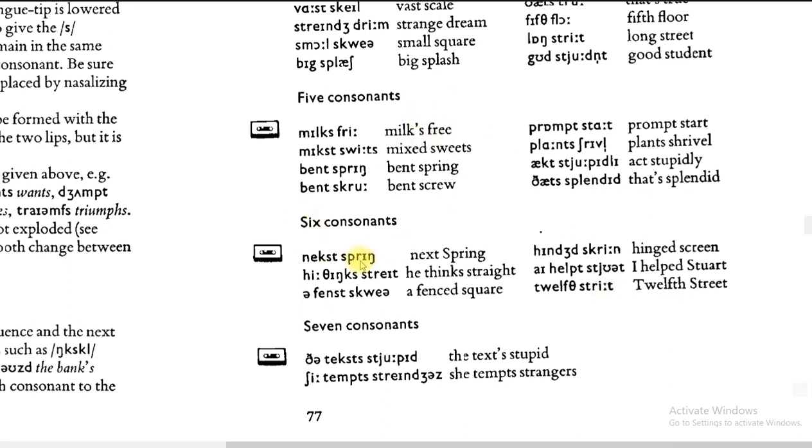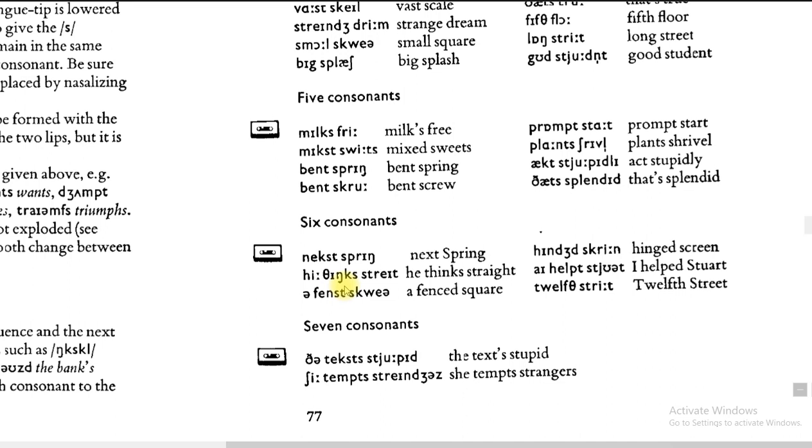6 consonants in sequence as in next spring, next spring. مثل هذا المثال عندنا الكلمة الأولى ends with the final consonant sequence k, s, t, and the next word starts with the initial consonant sequence اللي هي s, p, r. So all in all, you have 6 consonants in sequence. 3 هنا in the final position وهنا 3 in the initial position.